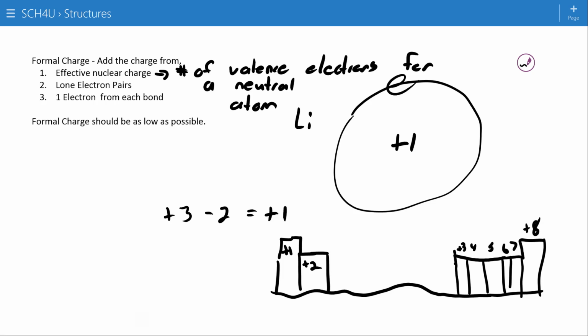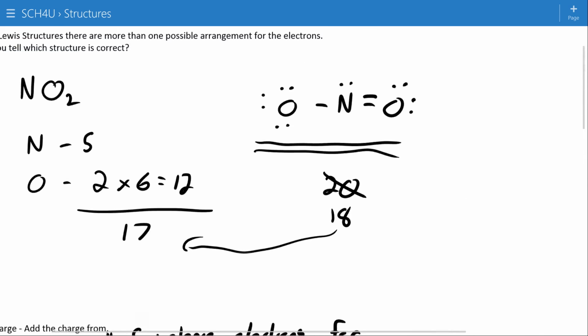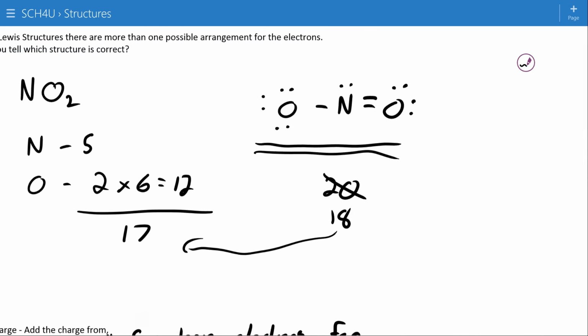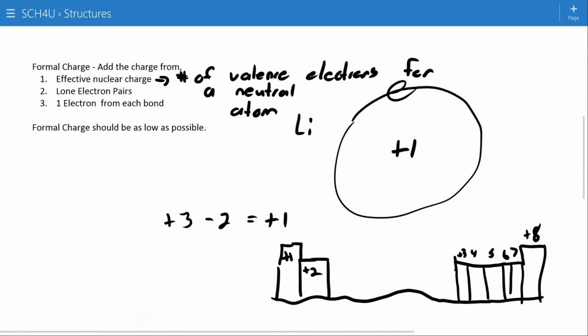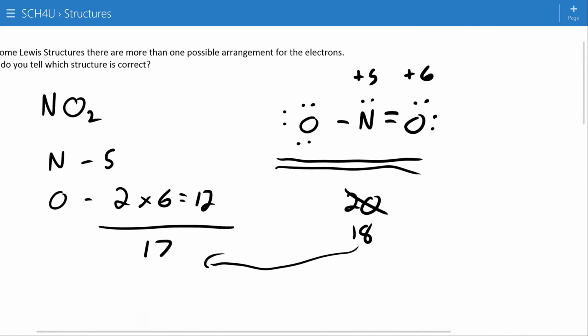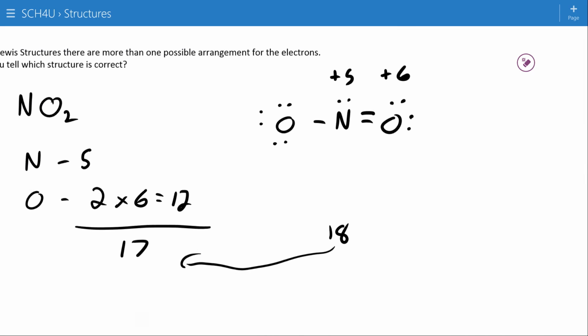So, we start with the effective nuclear charge. Let's go back up to our example. Nitrogen is in the 5th column of the periodic table, ignoring the transition metals, so he's a +5. Oxygen is in the 6th column, so it's a +6. Next, we consider the lone pair electrons that each atom has. So here, I'm just going to give myself a little space to work with. This oxygen atom has an effective nuclear charge of +6 and -4, 1, 2, 3, 4 unshielded electrons.